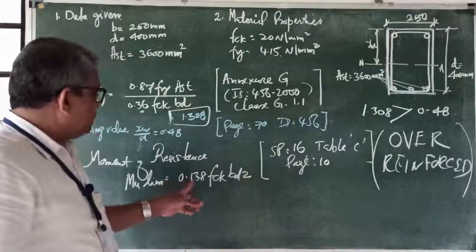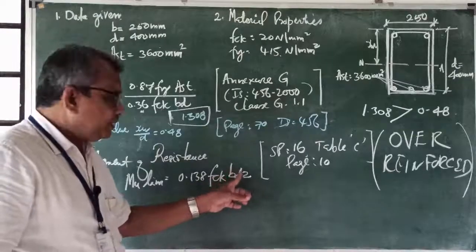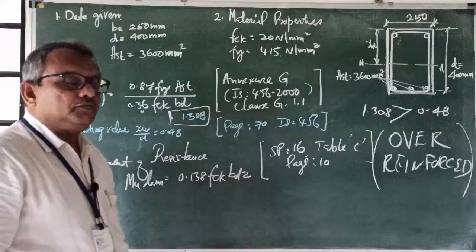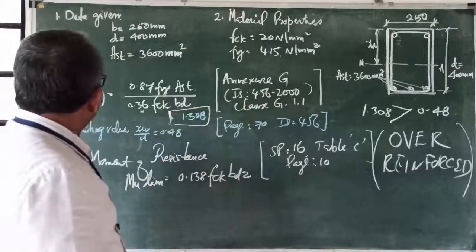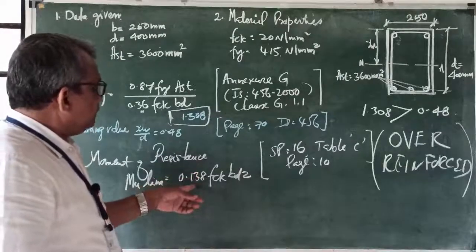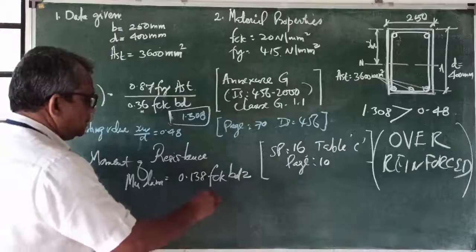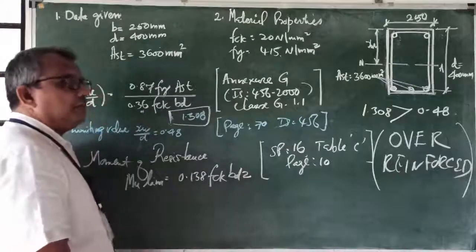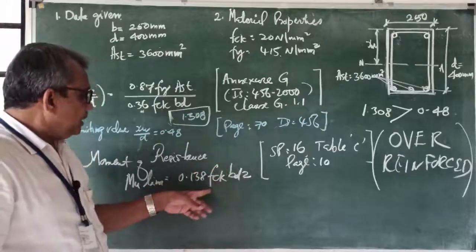So what is it? 0.138 into fck 20 into b 250 into d squared, the effective depth squared, that is given as 400 squared. By solving this, we will get the moment of resistance. It will be equal to, I think, 410 kilonewton meter. You will get it by substitution. The unit is in kilonewton meter.